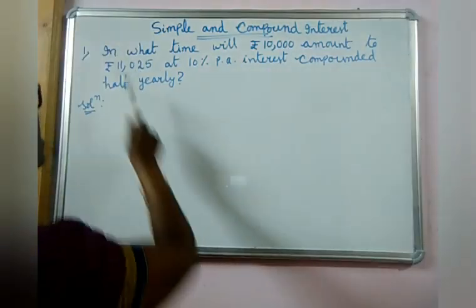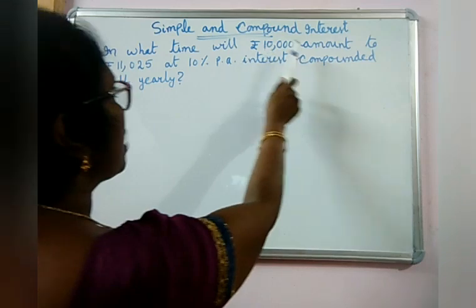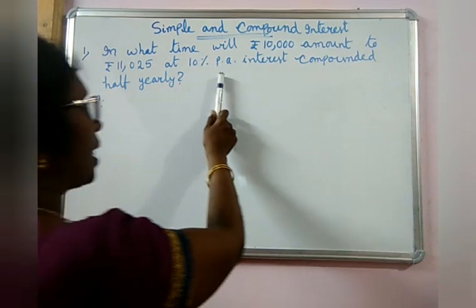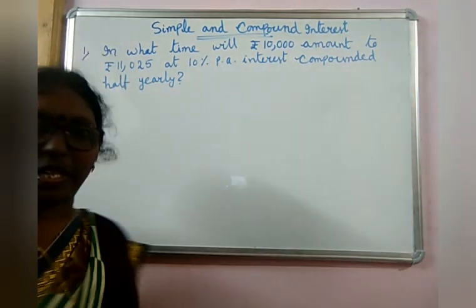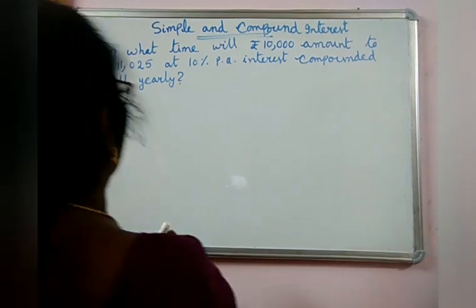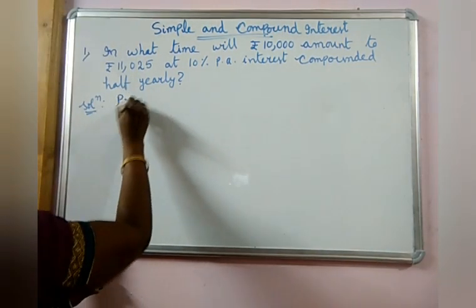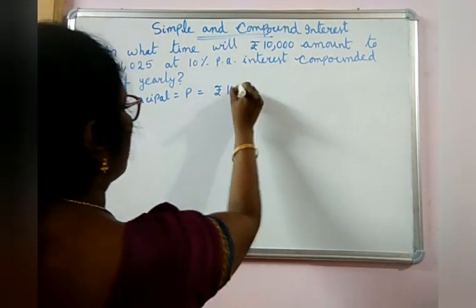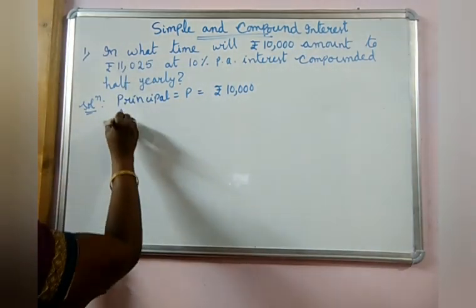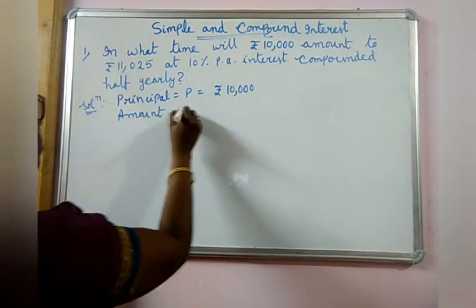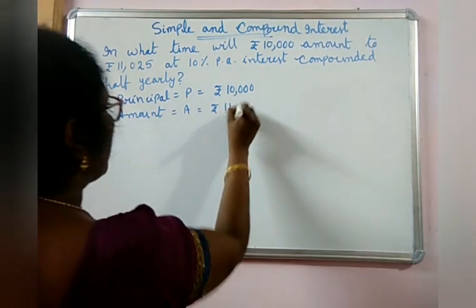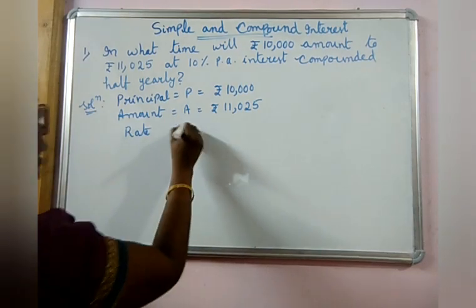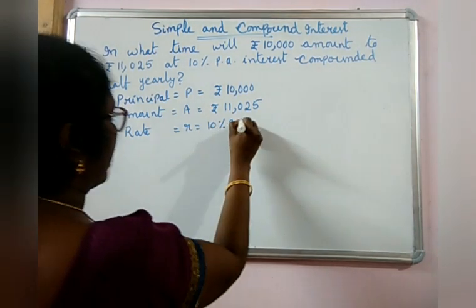The question is, in what time will 10,000 rupees amount to 11,025 rupees at 10% per annum interest compounded half yearly? What is given? Let us write first. Principal P is given as 10,000 rupees. Amount is 11,025 rupees at 10% per annum. Rate is 10% per annum.